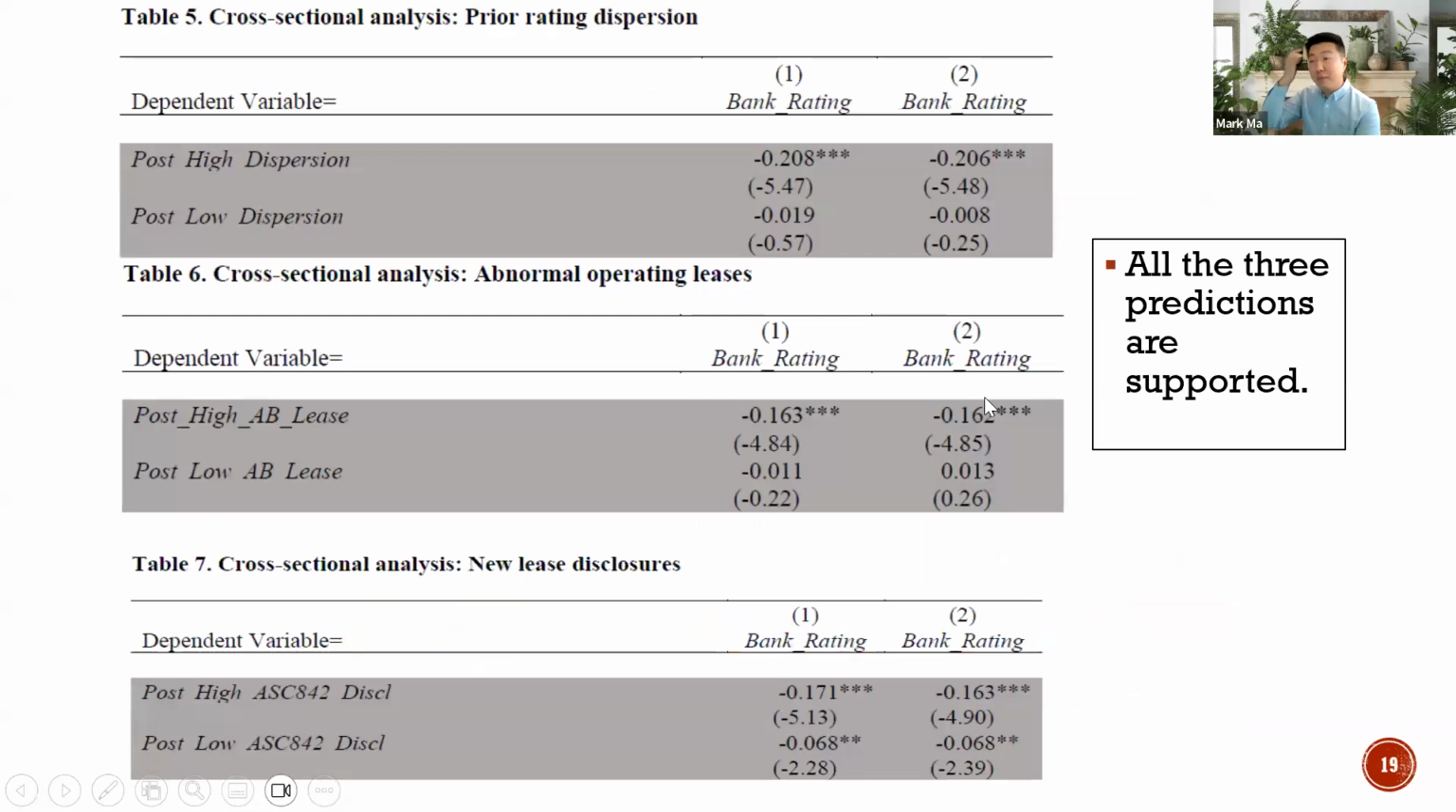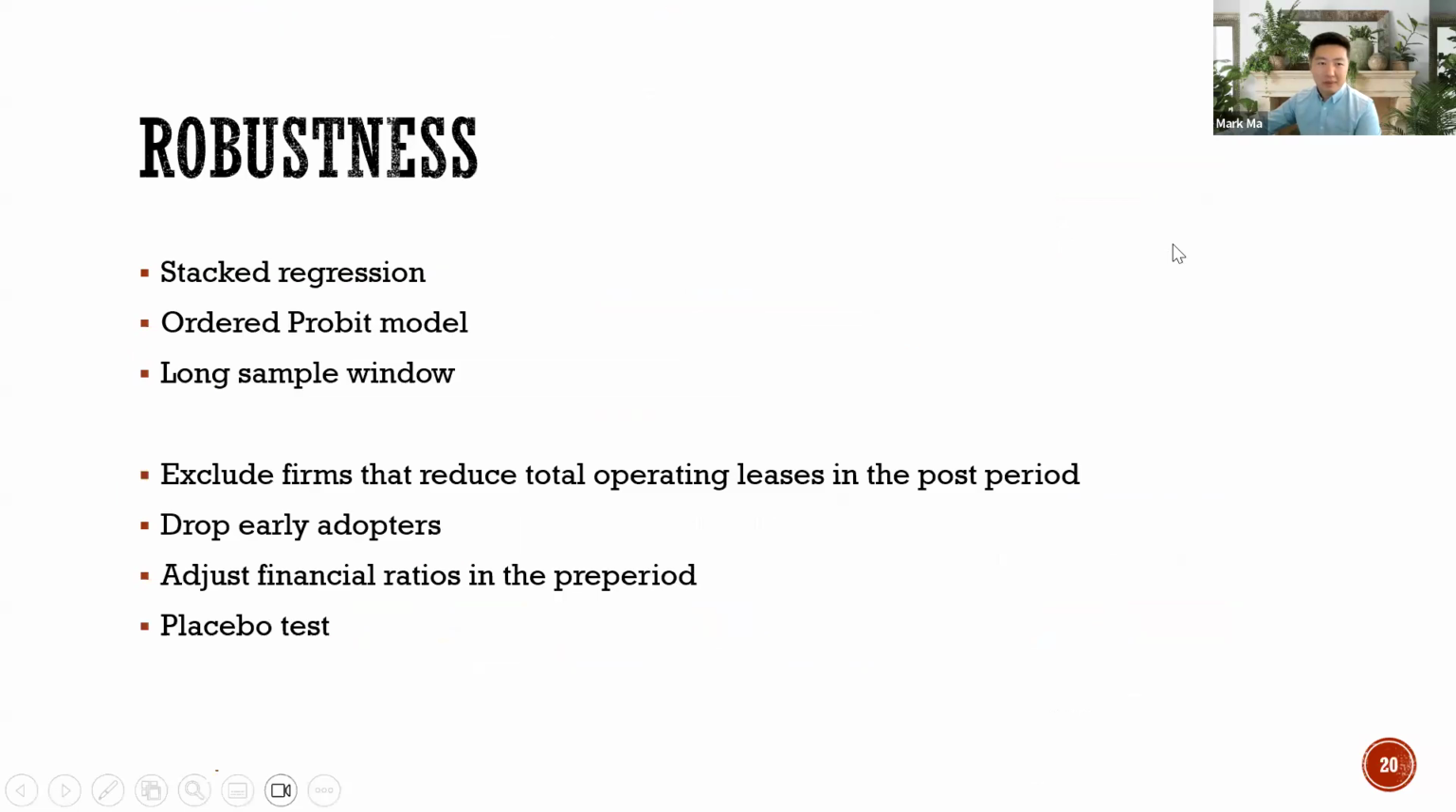So all the 3 predictions are supported in our tests. Basically, we found results consistent with both the real effect and also the information effect. But clearly, we want to better discuss exactly what happens for that information effect.